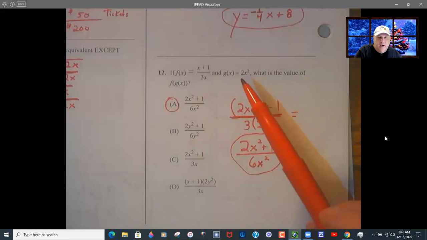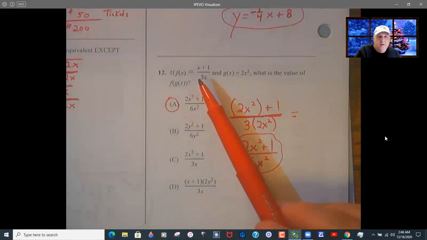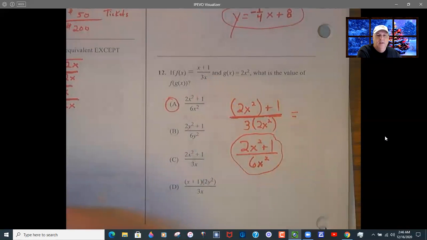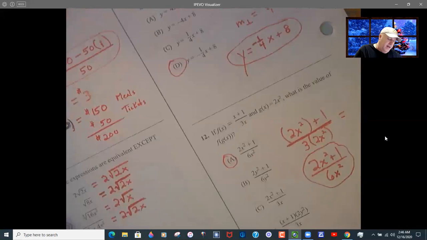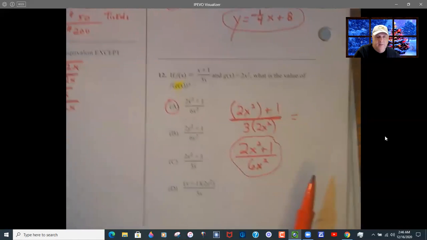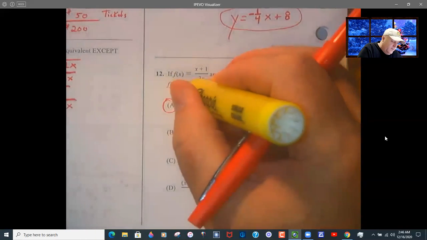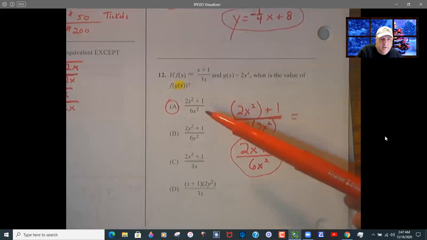12 is about a composition of functions, so f of g of x. That means the entire g of x function, which is 2x squared, gets substituted in for x in the f function. I'll say that again. The entire g of x function becomes x in the f of x function. Remember, whatever is inside those parentheses, that's x in the outermost function. So g of x becomes x. So you substitute that in, crunch it out. All you have to do is the 3 times 2 on the bottom, and you get A.